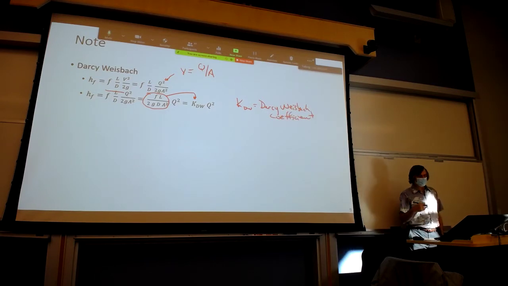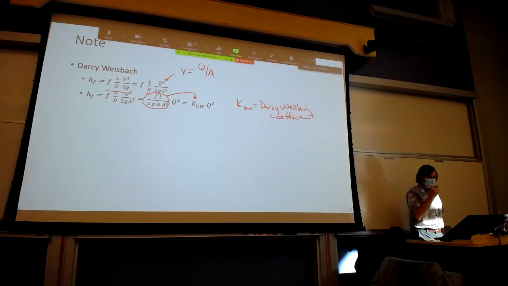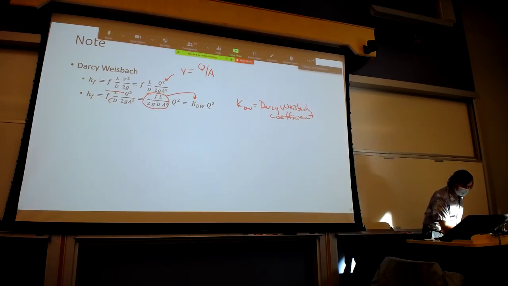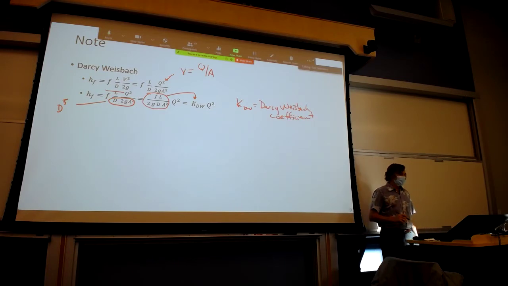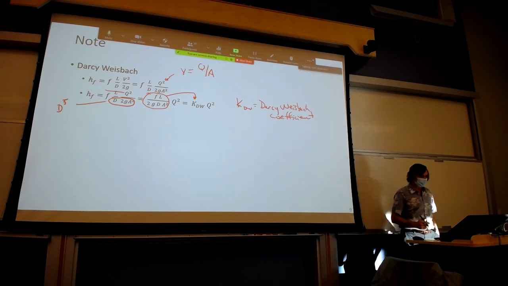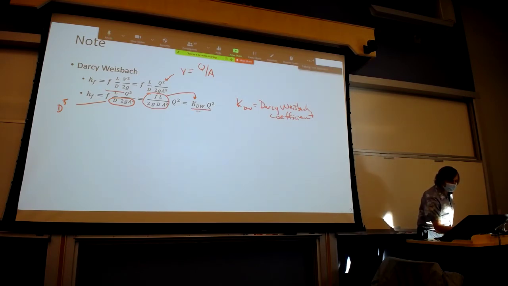And so what you see is friction losses are proportional to discharge squared. And in the last lecture, when we were talking about the pipe sizing problem, friction losses are inversely proportional to d to the fifth power. So again, we're just lumping a lot of variables together to get this form of the equation.